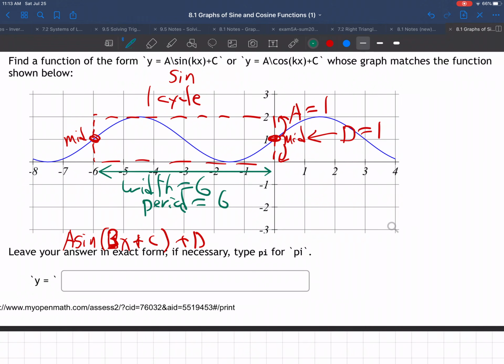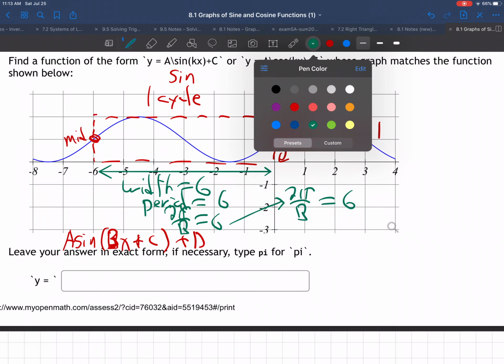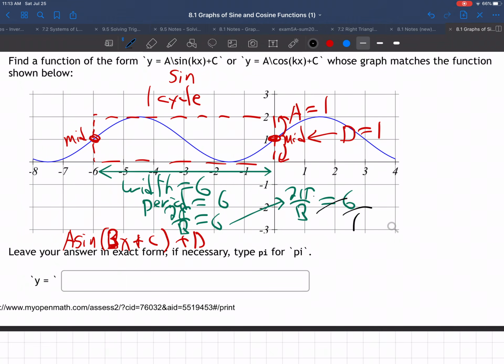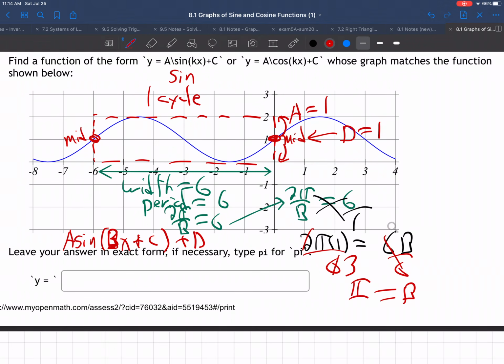And the period formula, 2 pi over B, let me put it right here, 2 pi over B equals 6. Because the period formula is 2 pi over B. So if the period is 6, 2 pi over B is 6. Solve for B, you know how to do this, right? Over 1, diagonal, cross multiply, 2 pi times 1 is 6 times B, divide by 6, boom. B is 2 goes into 6 3 times, pi over 3. So we got B, we got D, we got A. We're almost there. We just need C now.